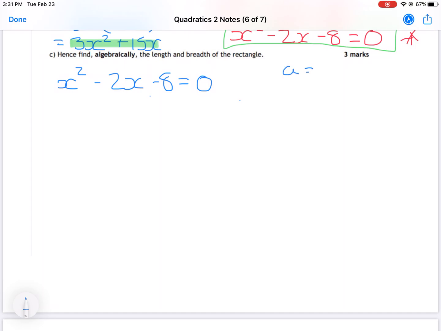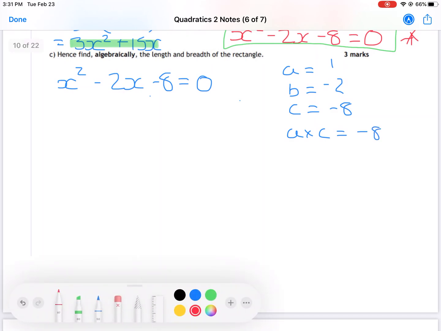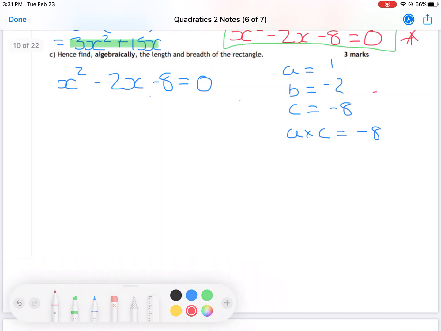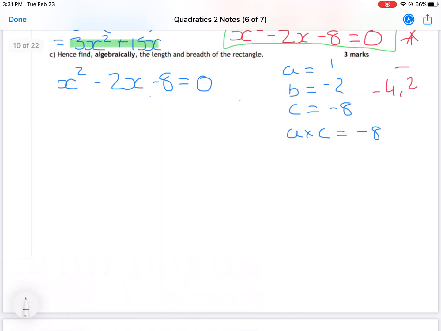Now we use the values A, B and C again. We've got 1, minus 2 and minus 8. A times C is minus 8. The two numbers we use for our values of x have to be 4 and 2, and it's going to be negative 4 and positive 2.